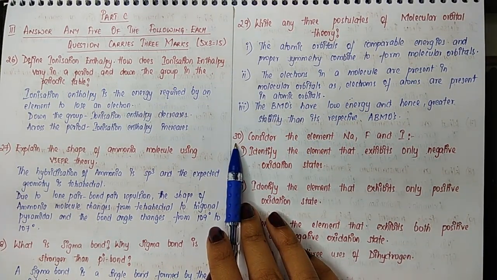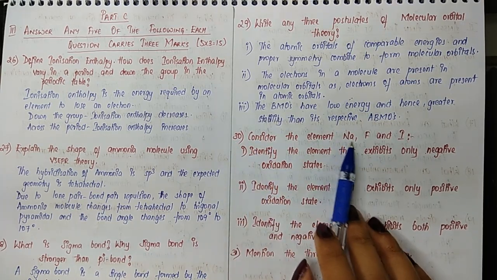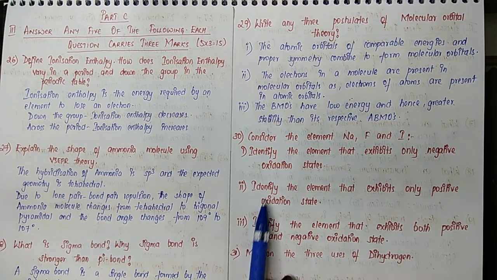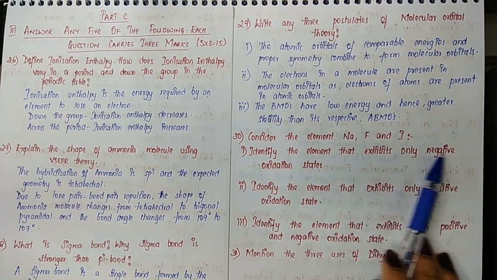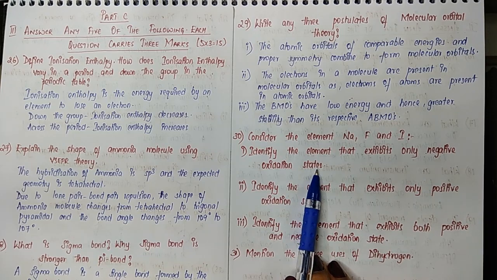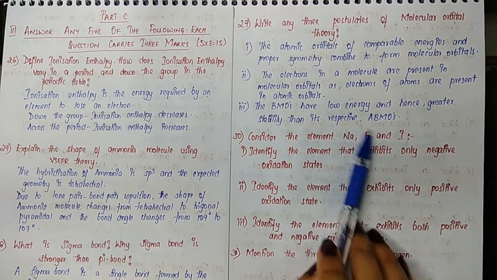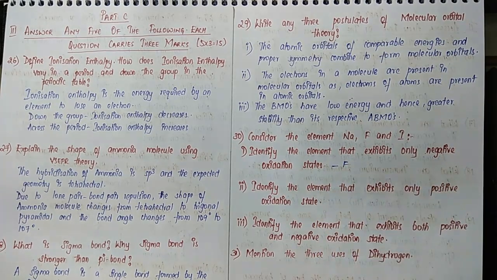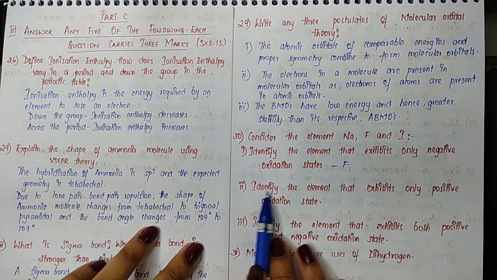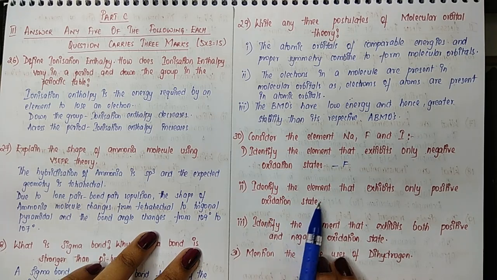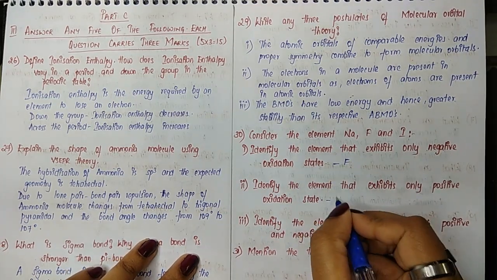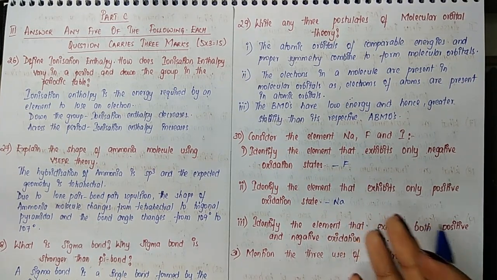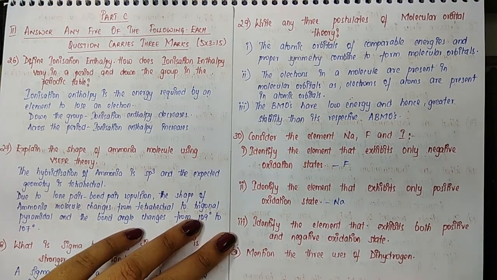Now the next one is question number 30. Consider the following elements: sodium, fluorine and iodine, and 3 questions are given. Now in this we need to identify the element that exhibits only a negative oxidation state. So out of these 3, it is fluorine that exhibits only a negative oxidation state. Second one is identify the element that exhibits only positive: sodium, because it's an alkali metal. Alkali metal's feature is it will lose an electron and prefer to be in a positive oxidation state.